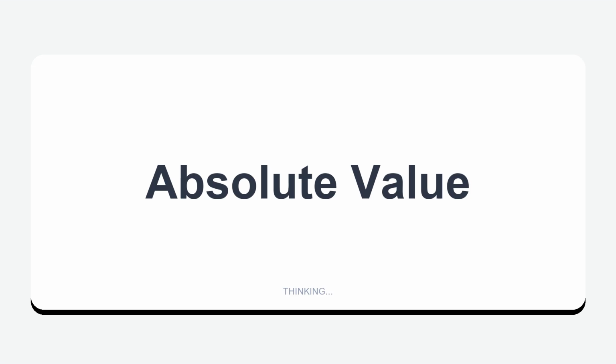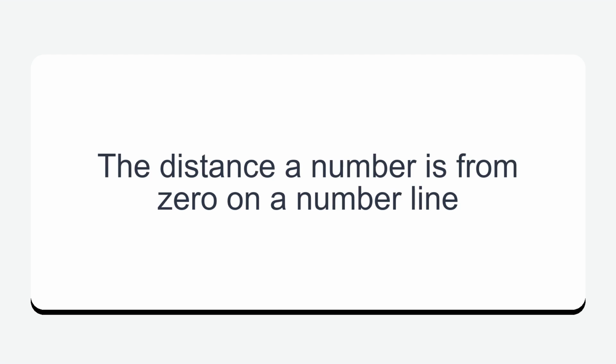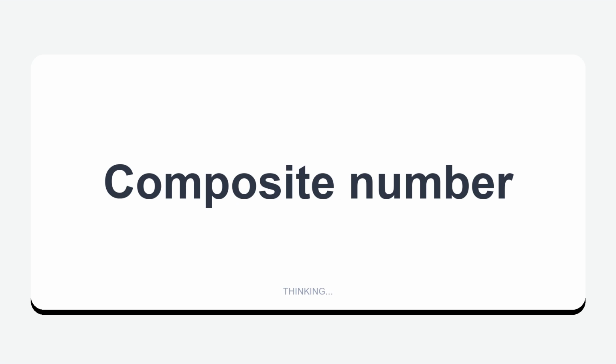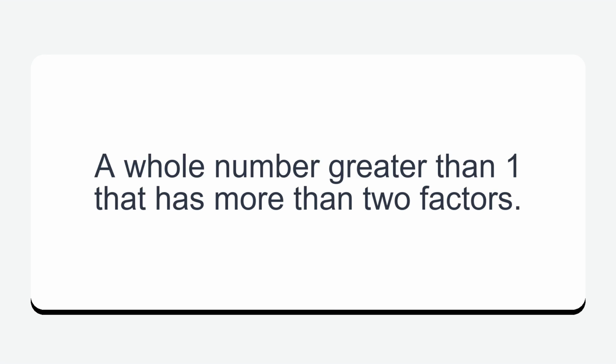Absolute value. The distance a number is from 0 on a number line. Composite number. A whole number greater than one that has more than two factors.